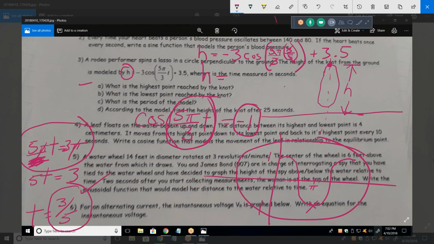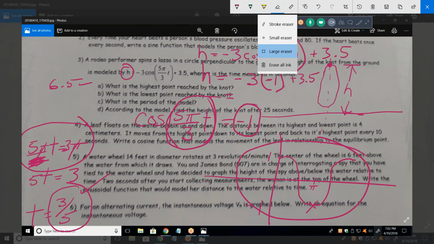Okay, so what we have is minus 3 times the cosine of pi, which was minus 1, plus 3.5. What does that answer? 6.5. Yeah, so that's what the answer to the first one is, 6.5.